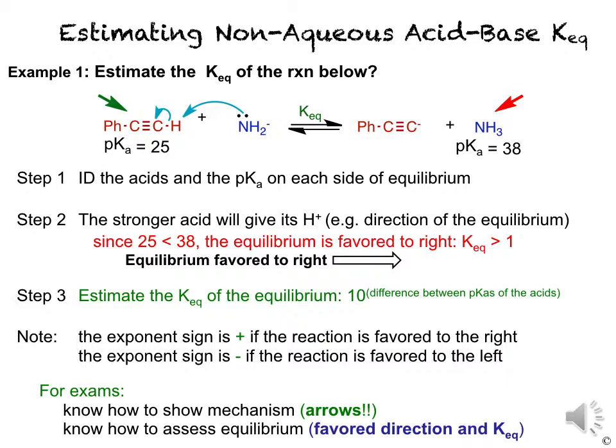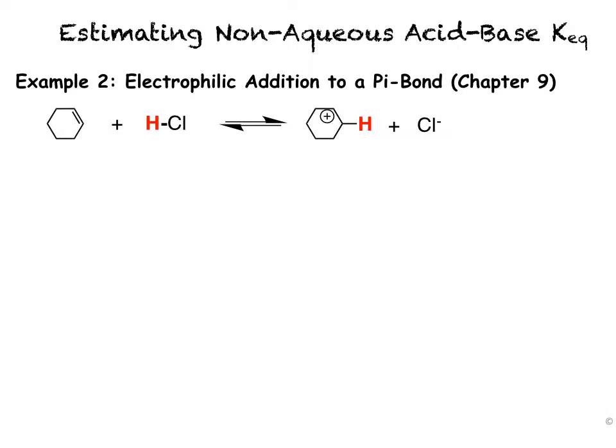of the estimated KEQ. So up on the top reaction, I show you the mechanism with arrows. Know how to do those arrows. That's going to be very important. Know how to assess both the favored direction of an acid-base equilibrium that's not in water, and the KEQ of that equilibrium. So let's give a couple of other quick examples that are going to be from other chapters that are going to be important to us. We can have an alkene act like a base and pull a proton from HCl.